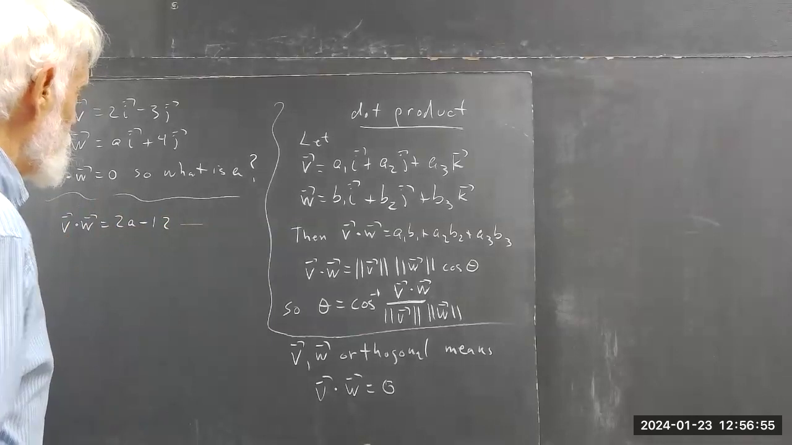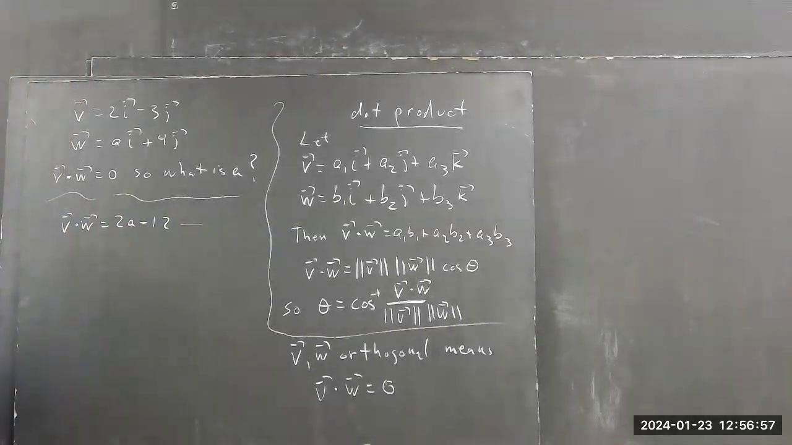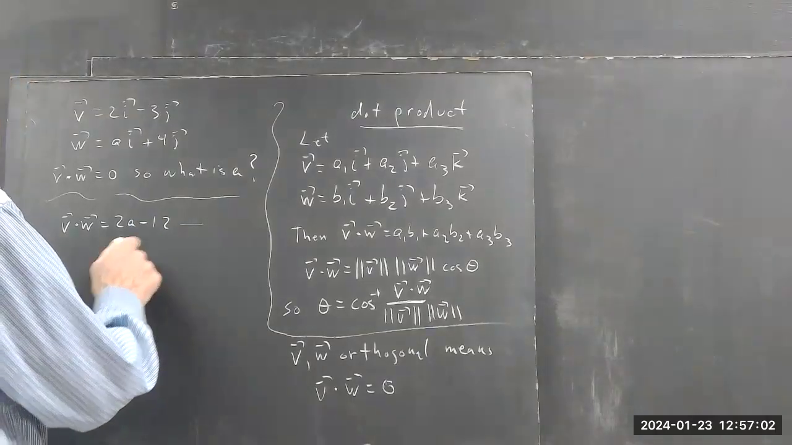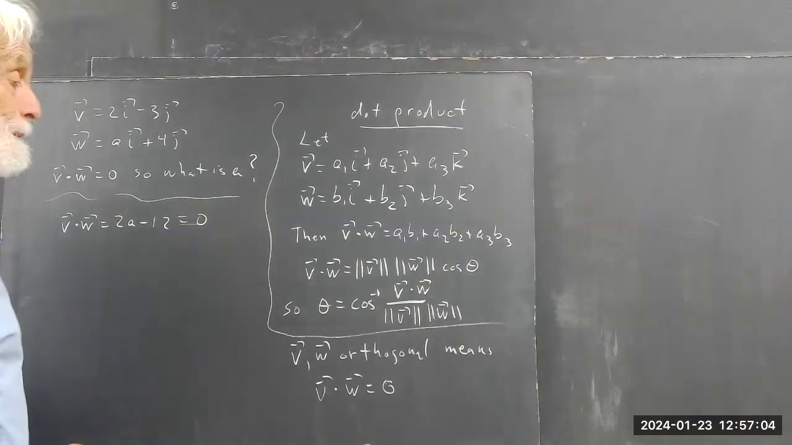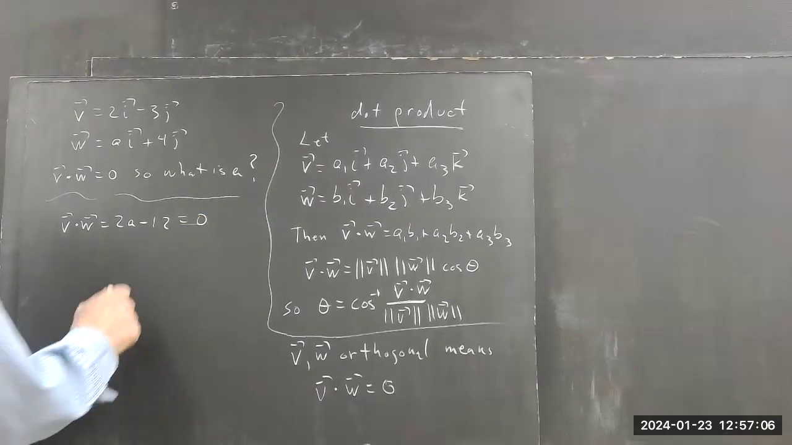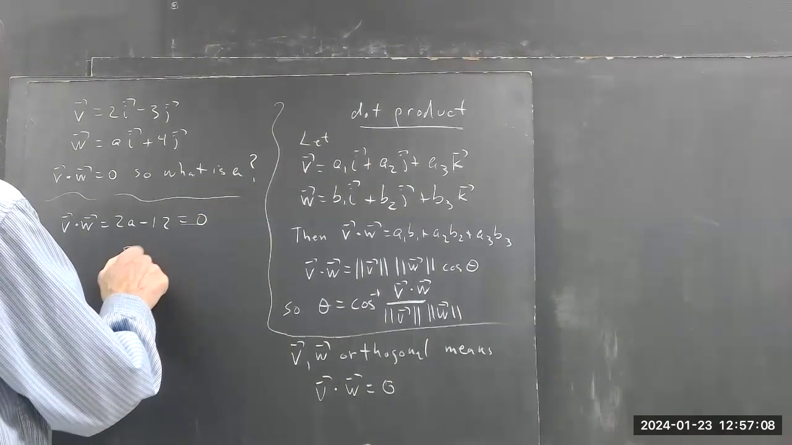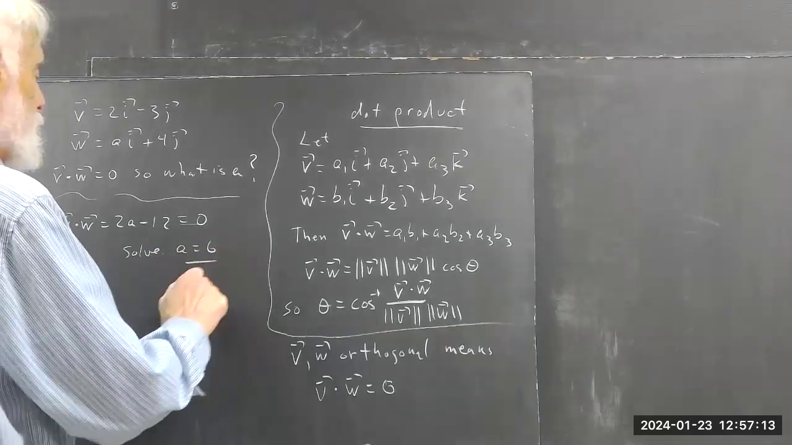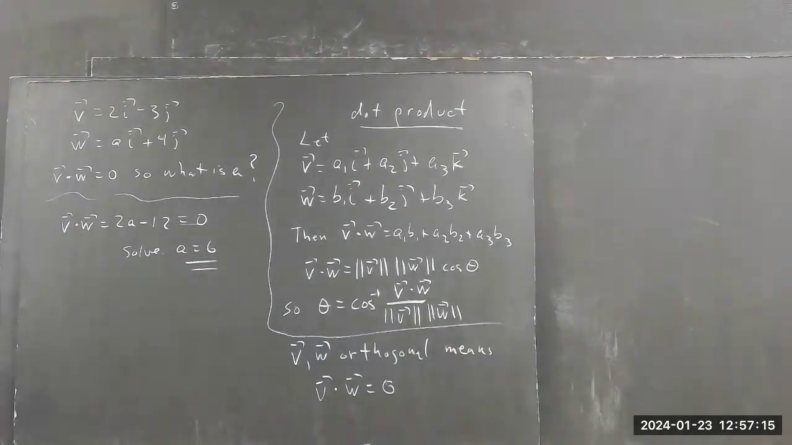V dot W equals 2A minus 12, right? V dot W is 2A minus 12. And that has to equal 0, because these things are orthogonal. We solve that. We get A equals 6. Okay.